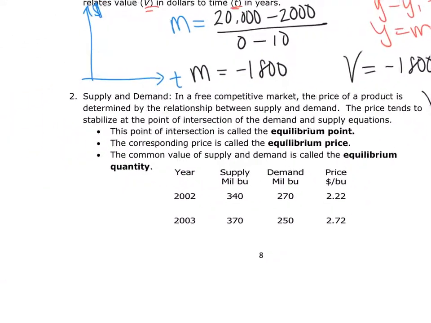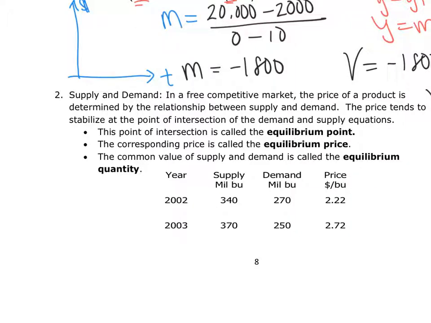In our next example, let's take a look at supply and demand. We're talking about a free market, and we're looking at the relationship between supply and demand. The price will stabilize at the point where the supply equation equals the demand equation. That point of intersection is called the equilibrium point. The price, which would be our x part of it, would be the equilibrium price, and the supply and demand would be equal, and it would be the equilibrium quantity.